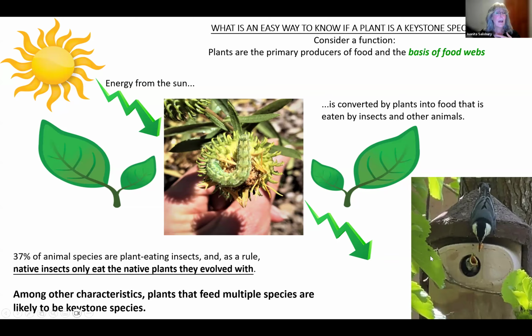And if you consider that 37% of animal species on the planet, that's over a third, are plant-eating insects. And as a rule, native insects only eat the native plants that they evolved with. So insects are picky eaters. And among other characteristics, then, the plants that feed multiple species are more likely to be keystone species. So that's one way to tell.